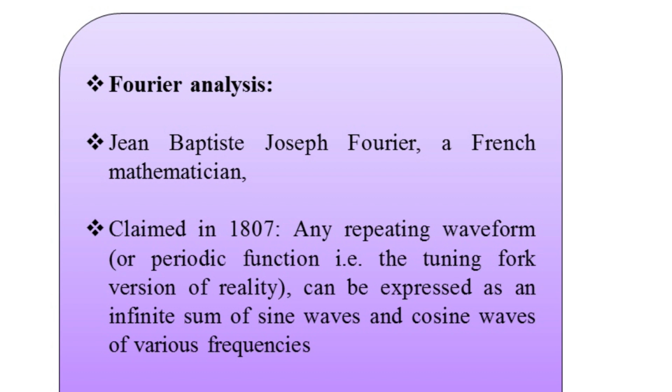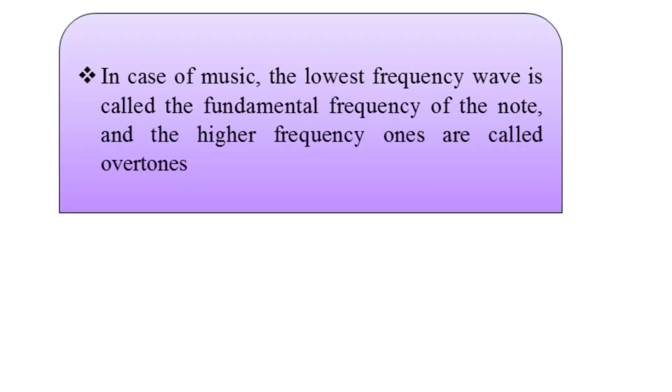Now if we take for example the music signal here, as just now we have talked about the example of the tuning fork, the lowest frequency wave for the music is called the fundamental frequency of the note, and the higher frequency is called the overtone here. So it consists of both the fundamental frequency called the note and the overtones here.